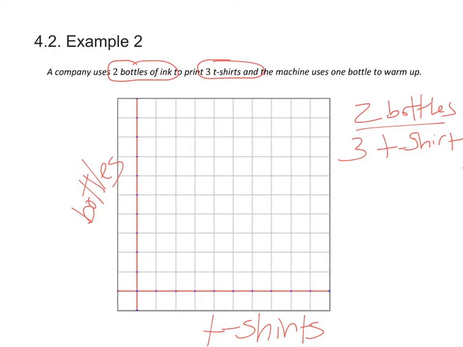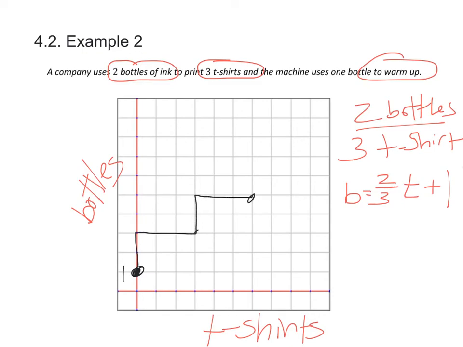We can also realize that we have 1 bottle of ink to warm up with, so that's going to be our initial value. From that we can write our equation with B for bottles equals 2 bottles over 3 t-shirts times the number of t-shirts T plus the 1 bottle. And there's our equation. So we can put our y-intercept at 1, and then our rate is up 2 and over 3. Up 2 and over 3, and we can draw our line in right there.